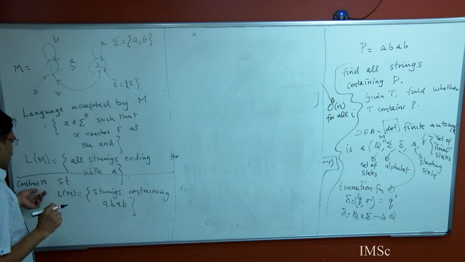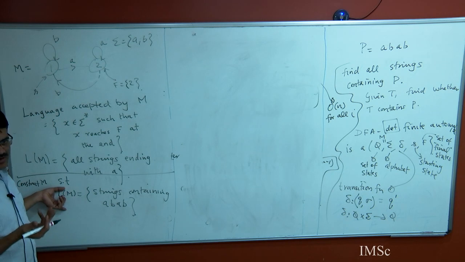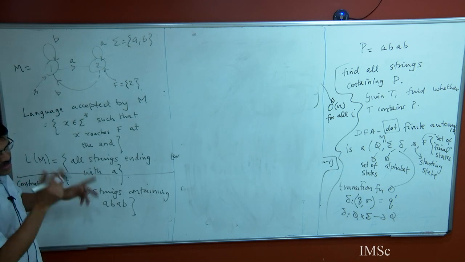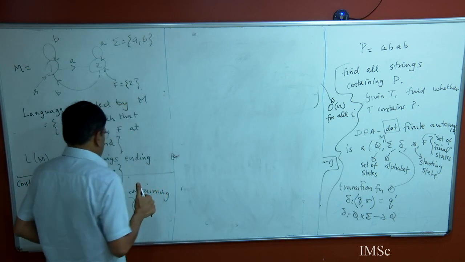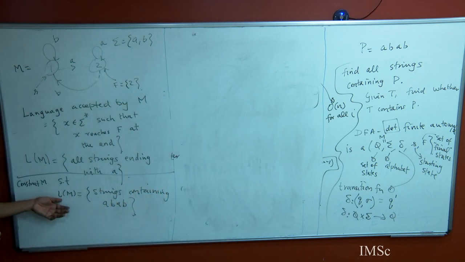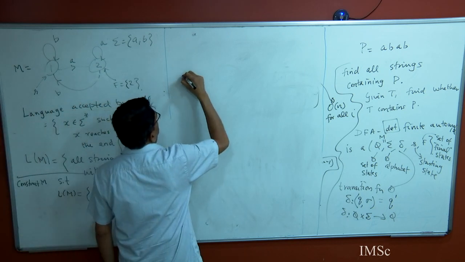I'm saying this is slightly different from being able to find all occurrences of AB. First we'll look at this, and then we'll come back to how to do the other one. So, if I want to find all strings containing AB, here is a simple way.